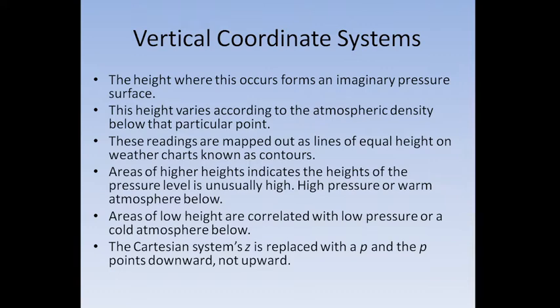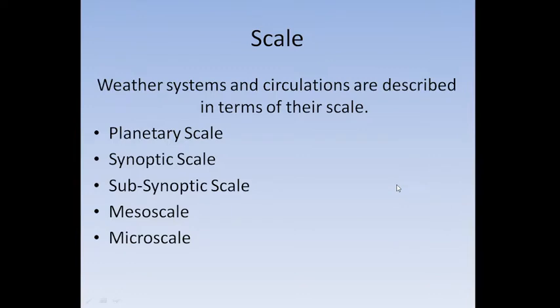Temperature pocket in the upper level, so you would definitely have a little bit higher heights there just because of the warm pressure bringing all that up. Our Cartesian system of Z is replaced with a P, and the P points downward, not upward. That's on the vertical. Like I said, I don't think I have a picture of this one though.